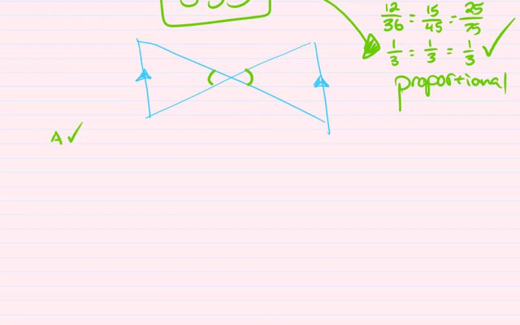I've got a check mark there. Alright, that's one of them. And I'm also given parallel lines. So if I redraw to rethink this a little bit, I have parallel lines.